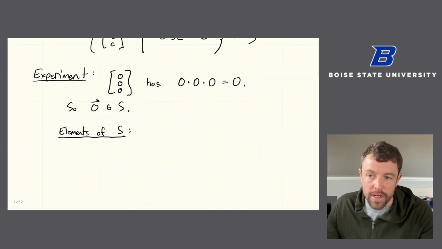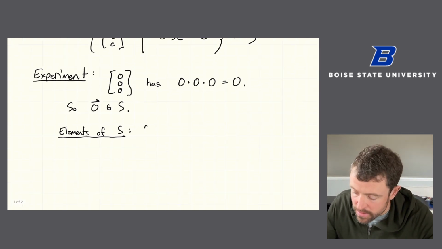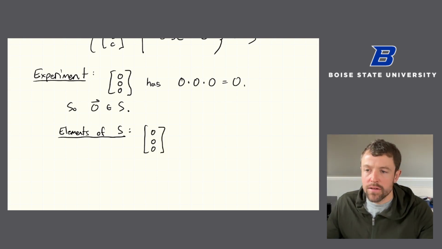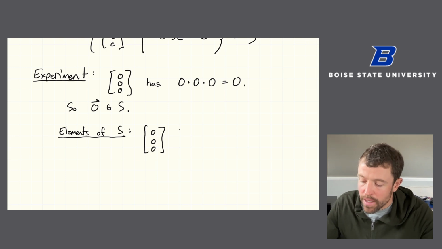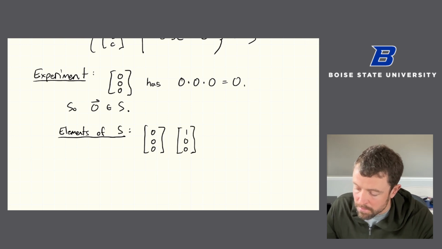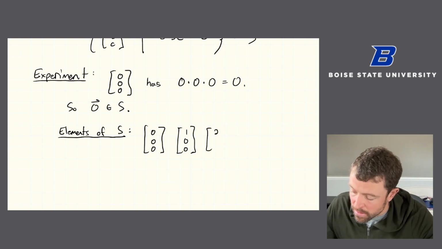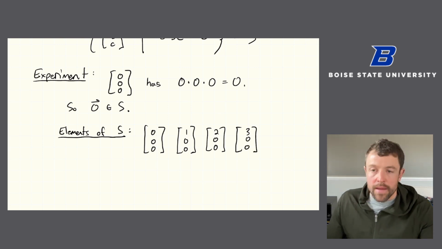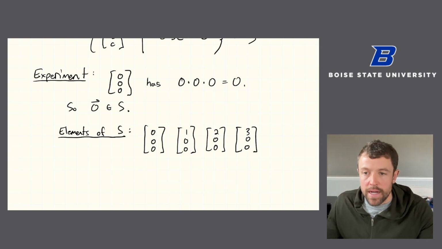Well, I have the 0 vector, right? We already saw that. So that's one element, 0, 0, 0. And I'm just going to write down a bunch of things. So I want to write down things that multiply to 0. This is a good example. This is a good example. And I could keep writing down elements.